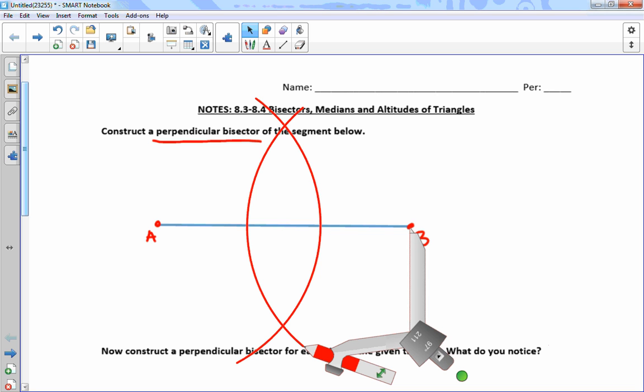We should get rid of that. Pass it over, pass it down. We're going to connect those two arcs' intersections with a line. And when it crosses the original segment, it will be a perpendicular bisector.